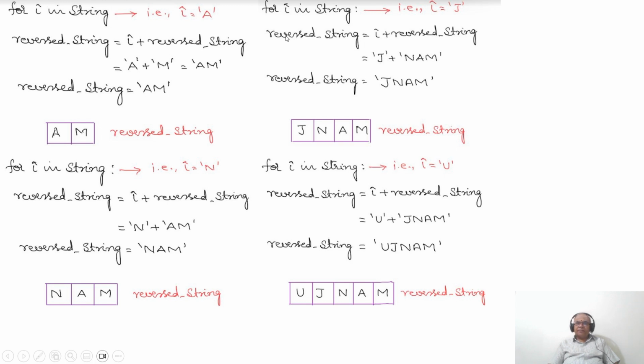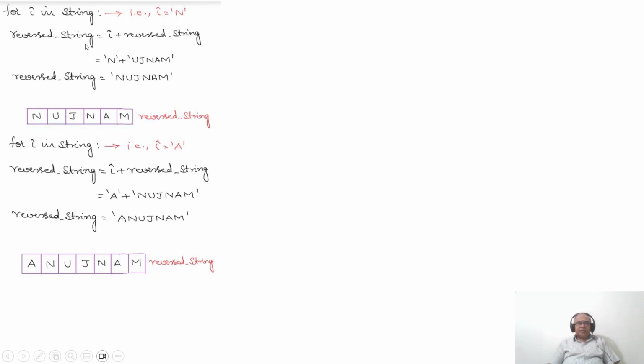Then again it goes back and takes the value of U. So reverse string will be equal to I plus reverse string. I is U, plus the previous value of reverse string, JNAM. So once it adds, the reverse string will be equal to UJNAM. Then it will go to the next I, after J, U, comes N. I is equal to N. What is the reverse string? N plus UJNAM. Once it adds, you are going to get NUJNAM.